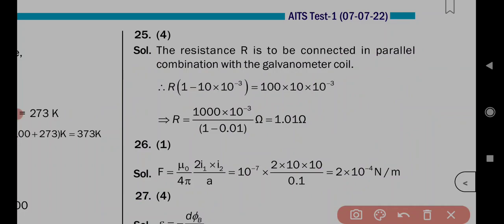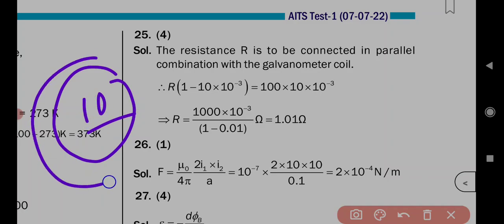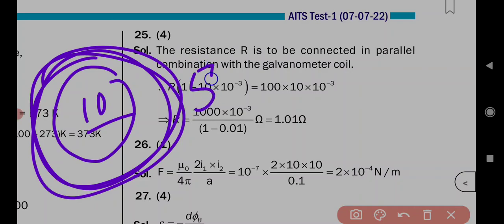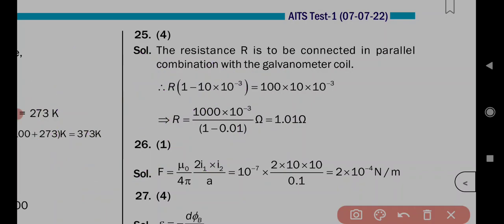Okay, let's talk about the next question, which is also a very interesting one. There is a circular coil, its radius is 10 centimeter. It has 500 turns, and resistance is 2 ohm. It is placed with its plane perpendicular to the horizontal component of the Earth's magnetic field. It is rotated about its vertical diameter by 90 degree in 0.25 seconds. The induced EMF in the coil is? Such an interesting question. See how to do it.